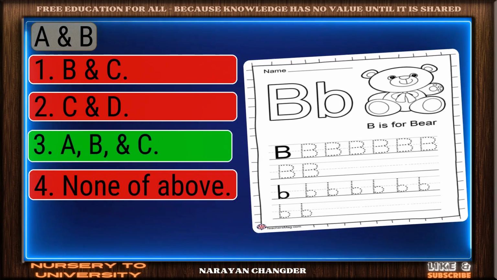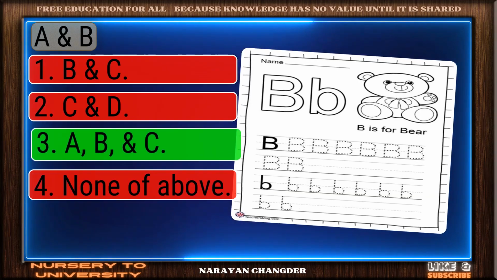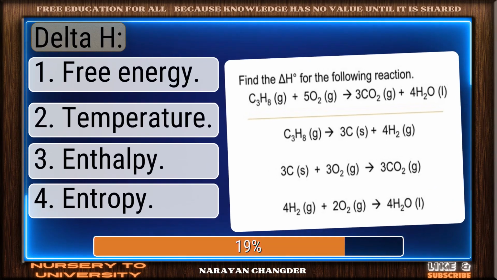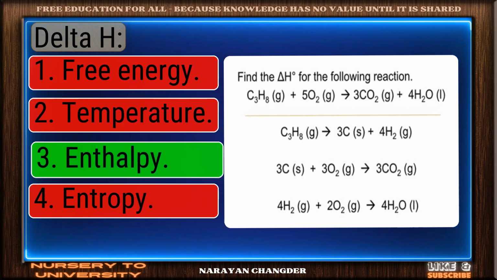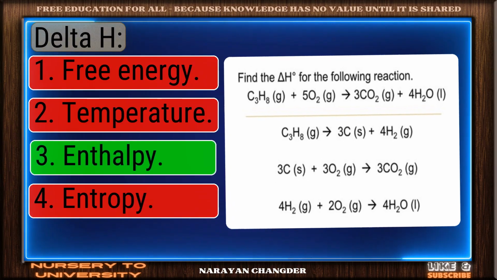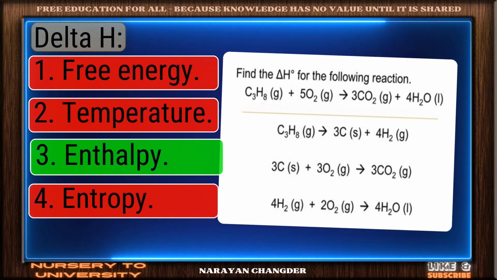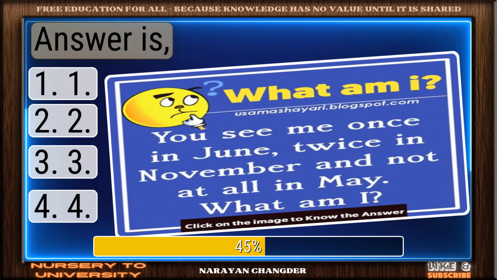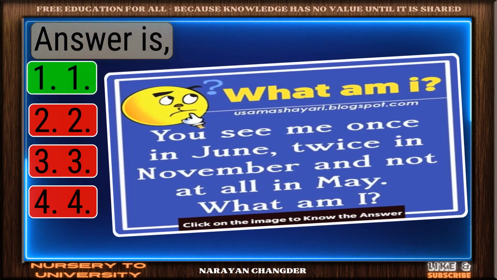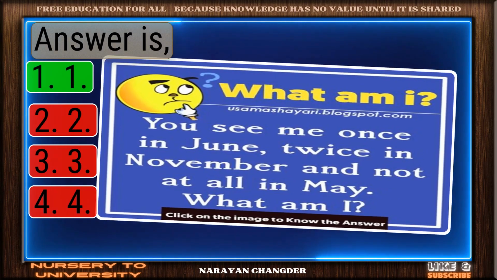Smart move. A, B, and C is an accurate answer. Delta. On track. Enthalpy is the correct answer. Answer is. You're right. 1 is the correct answer.